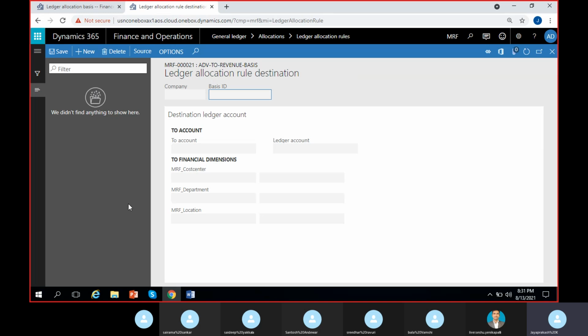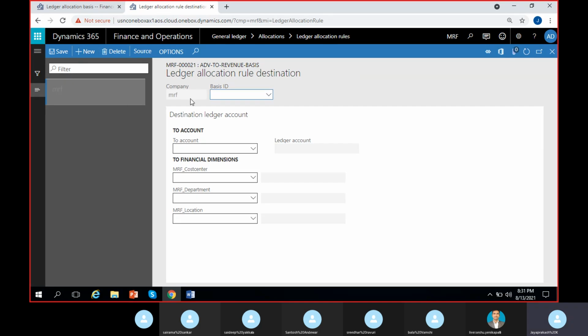So we have to divide it between 4 locations, right? So into the same advertisement expense account once again, but this time tagging different location values. So we will do that now. Click on new first. After clicking new, here I can select the basis ID. So from where would I get this basis ID?